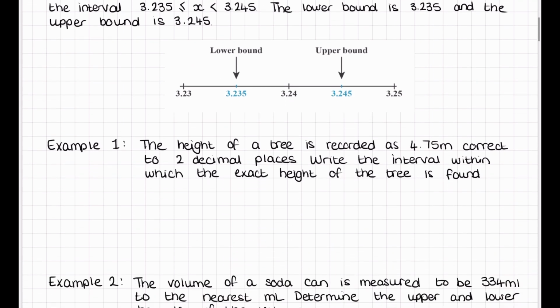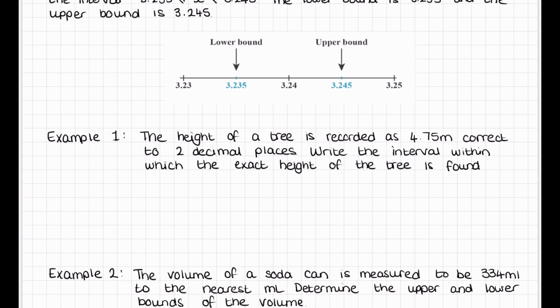First example, the height of a tree is recorded as 4.75 metres, correct to 2 decimal places. Write the interval within which the exact height of the tree is found. So we've recorded it as 4.75, but what is the interval that the tree could actually be between? Let's look at our upper bound. The upper bound is the highest value it could possibly have been, which would be 4.75, and we add another 5 to the end of that, because that's where it could have gone up to.